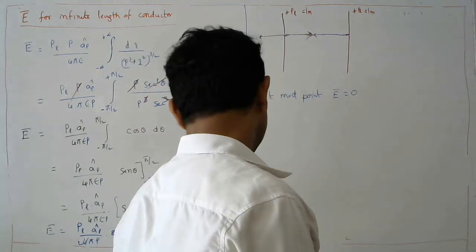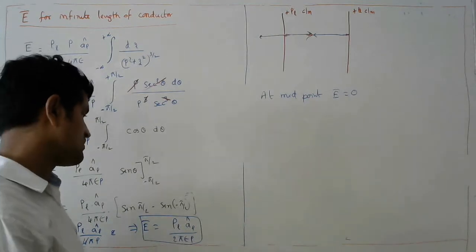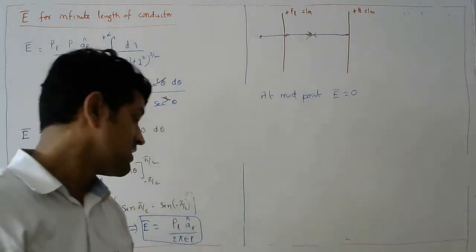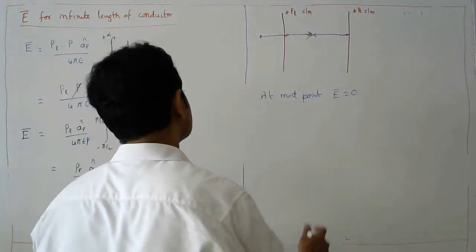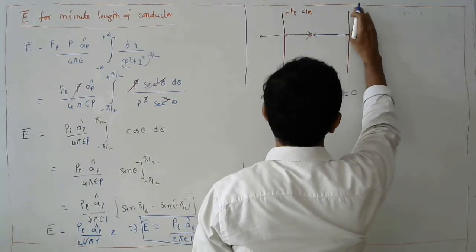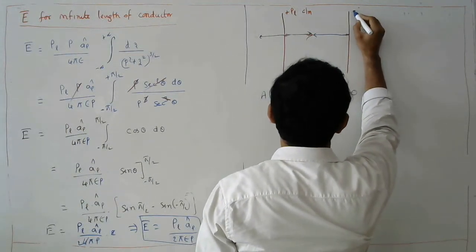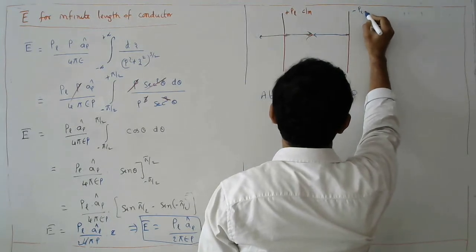So one is rho L into a rho cap by 4 pi epsilon rho, and the other is minus rho L into a rho cap by 4 pi epsilon rho. So both will get cancelled. Suppose this one is also having minus, that is, this is having minus rho L coulombs per meter.